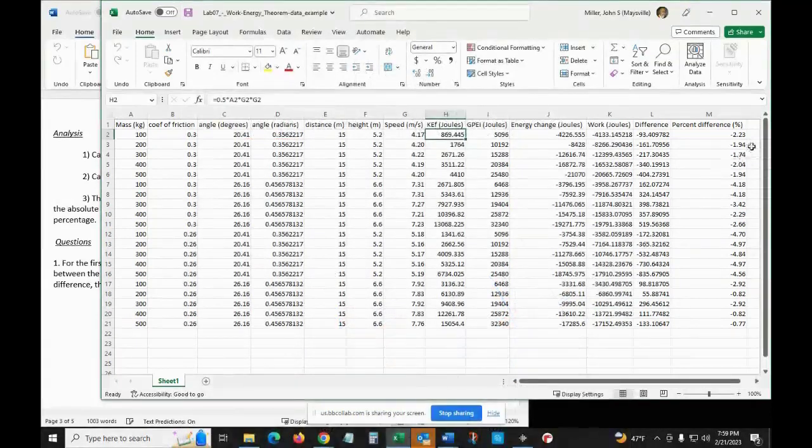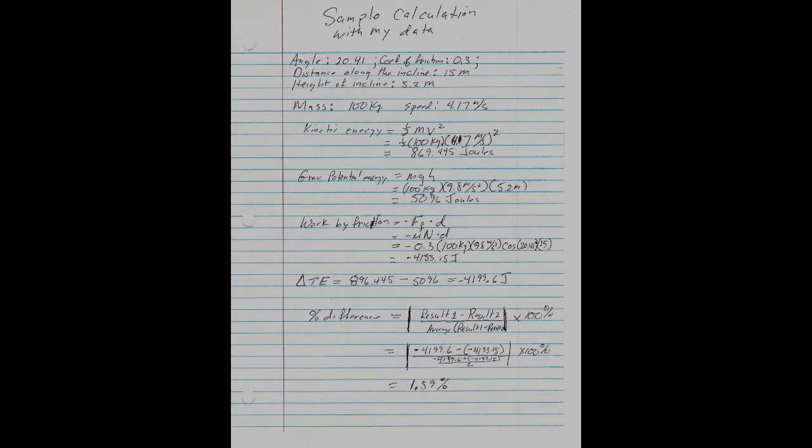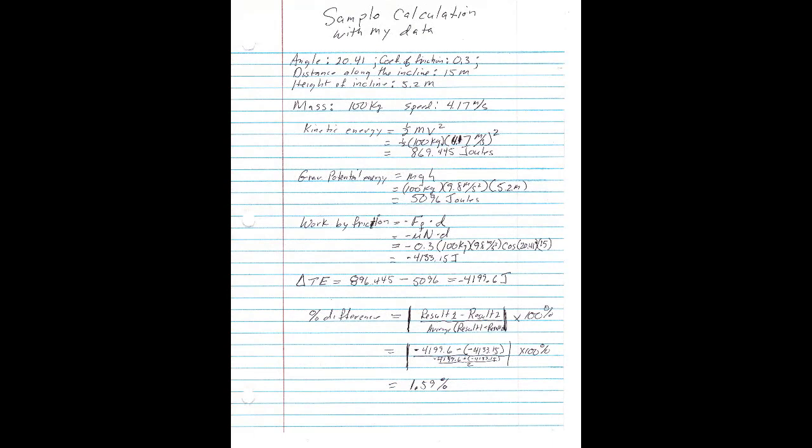The last column is for the percentage difference. I have an extra column with the difference between the energy change column and the work column, but you do not really need this unless you just want to be cautious. As I said, this is a calculations-intensive data analysis.